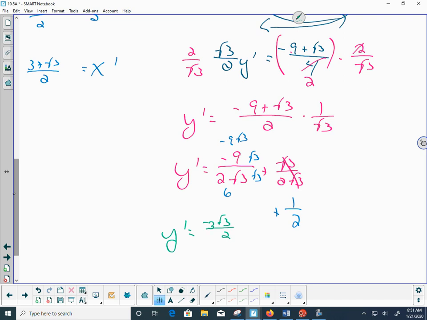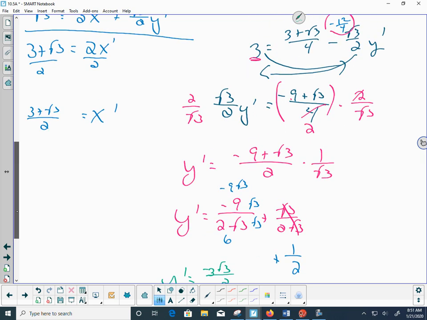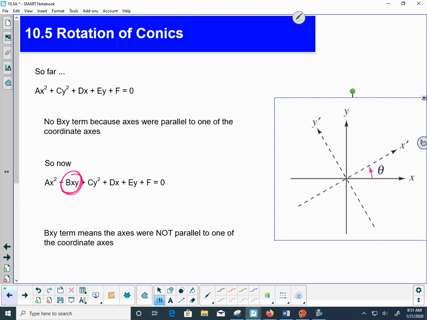Everyone with me? So the new y is equal to -3 times the square root of 3 plus 1, and this is all over 2. How did it become -3? When I rationalize and multiply by the square root of 3 over the square root of 3.